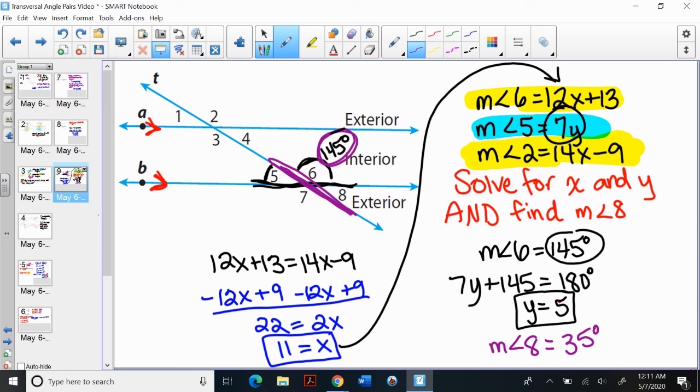And another way we could have also found that out is by taking y, or well, yeah, y equals 5, substituting that back in for the measurement of angle 5. 7 times 5 is 35. And if I knew that over here angle 5 was 35 degrees, then I also know that its vertical angle, which is angle 8, is also going to be 35 degrees. Lots of really super awesome connections within these pictures.